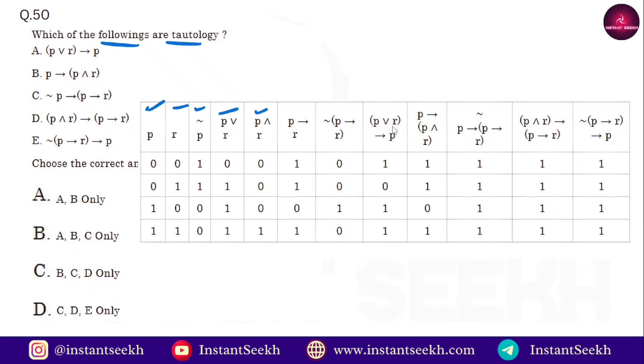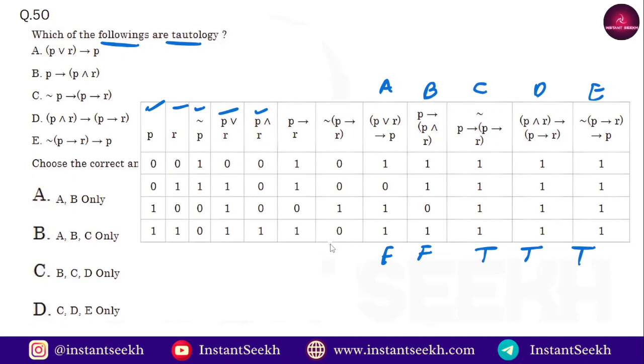So first, what are the options? This is your option A. This is your option B. This is your option C. This is your option D, and this is your option E. By seeing this you can now state which of the following are true, or you can say tautology, and which of them are false. If you see, option A and option B are false. They don't result in tautology, whereas C, D and E result in a complete tautology pattern.